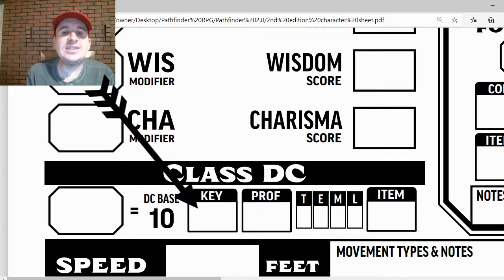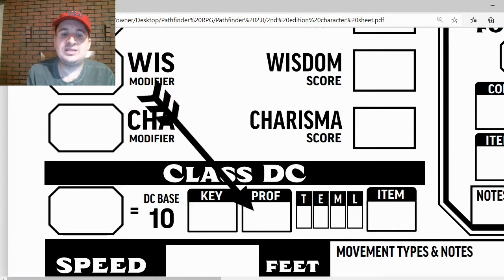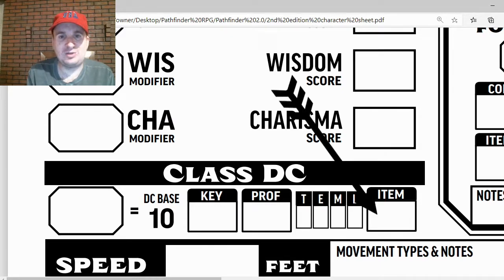Class DC is equal to your key ability modifier, which will depend on your class, and your proficiency bonus, plus 10, plus any item bonuses you have toward your class DC.